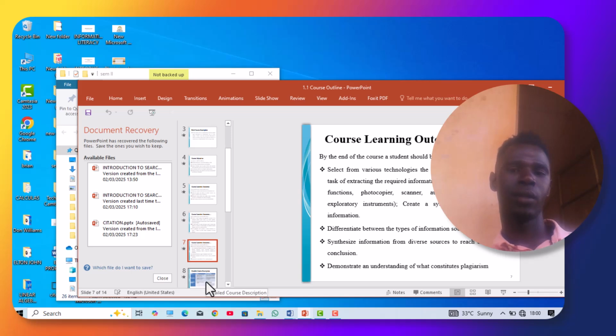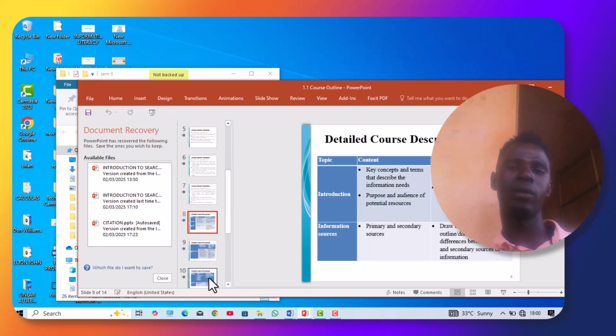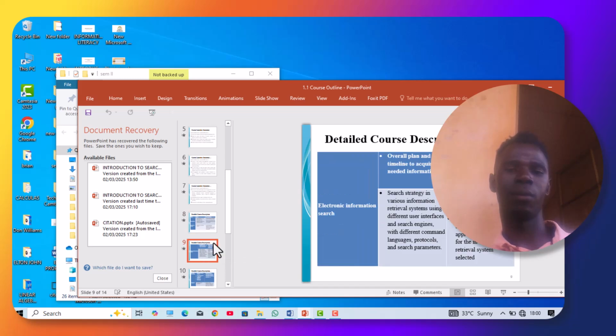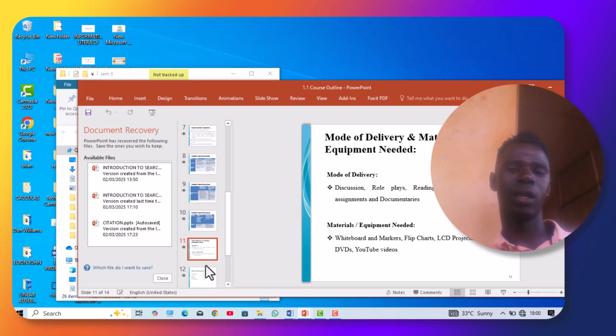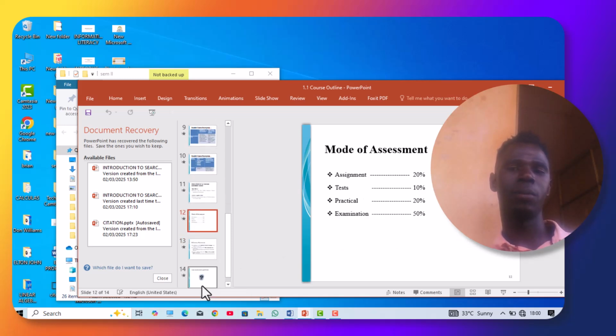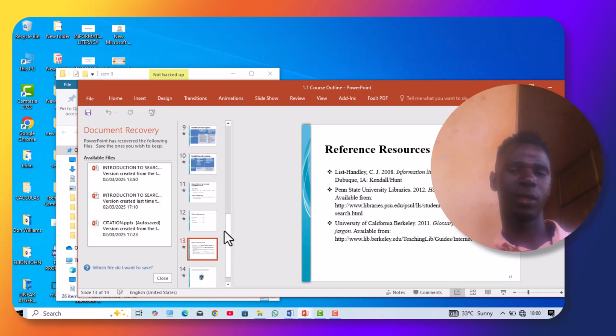Then the course learning outcomes: select various technologies, the most appropriate one, for the task of extracting the required information. With all this, you can learn at your own free time. So basically, that's what I wanted to inform you about. Then there is a point where we talked of the referencing of the resources. This is a format of referencing, and we are going to talk about it when we handle citations in the next video. Okay, I wish you all the best.